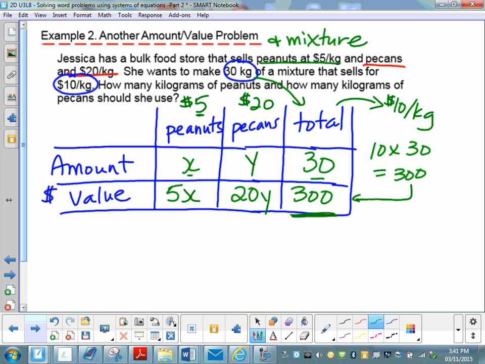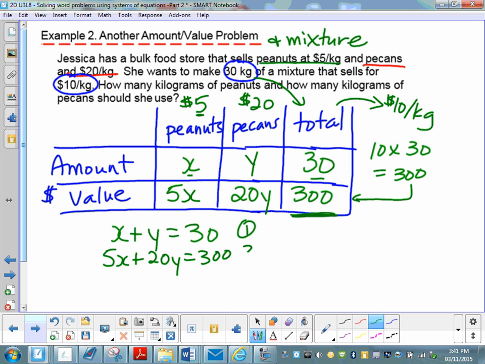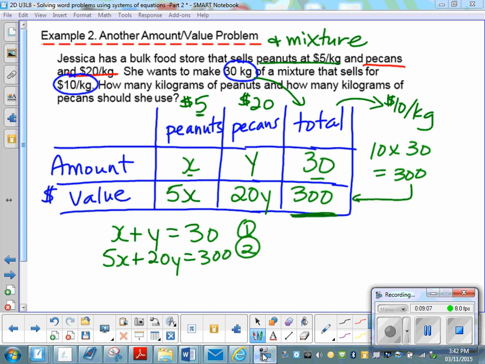So my two equations then are x plus y equals 30, and 5x plus 20y equals 300. Okay, so there's equation 1 and there's equation 2. Okay, I'll pause the video here while I solve this. I would encourage you guys to go ahead and try and solve this too and see if you come up with the same solution.